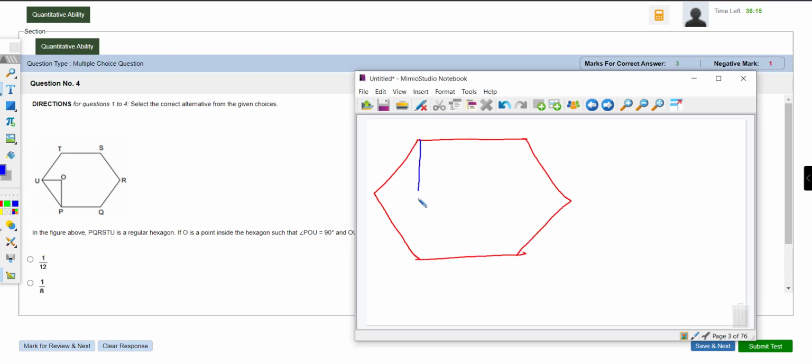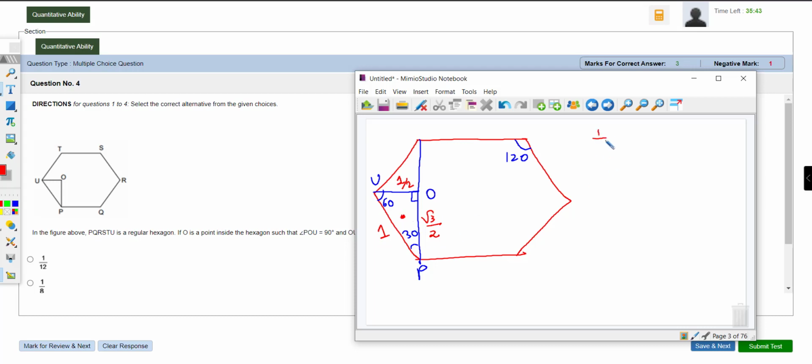Let's drop a perpendicular like this. This is point O, this is U, this is P. The interior angle is how much? 120 degrees. So this angle becomes 60 degrees, and this angle becomes 30 degrees. We are supposed to find the ratio. If I consider the side of the regular hexagon as 1, the side opposite to 30 degrees becomes half of the hypotenuse, and the side opposite to 60 degrees is root 3 by 2 into the hypotenuse. So we are supposed to find the area of this triangle.